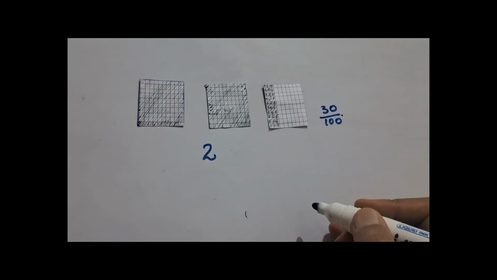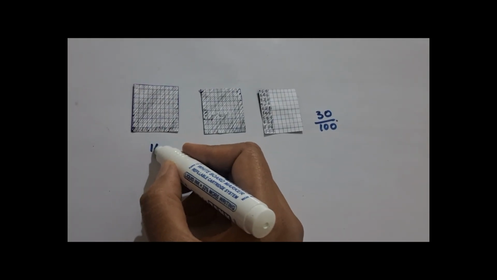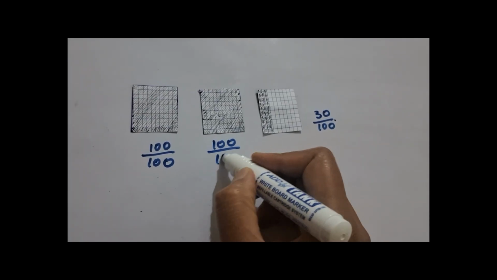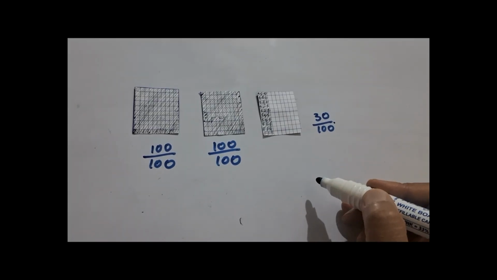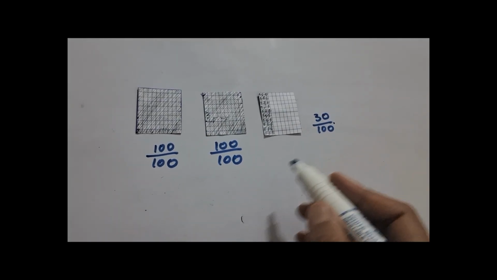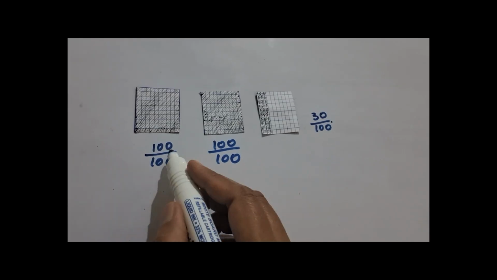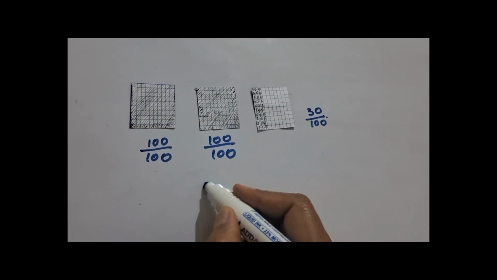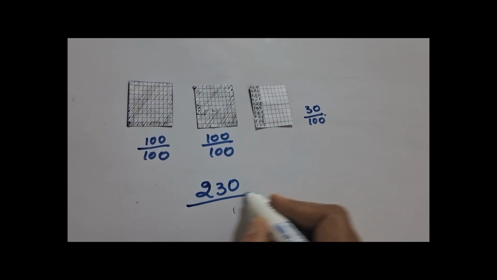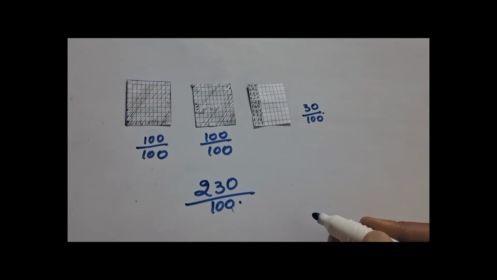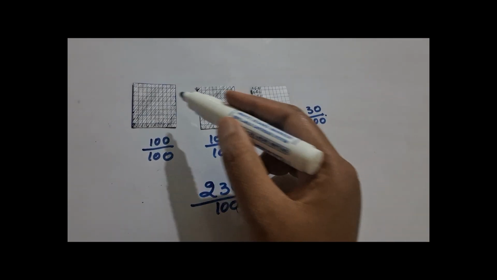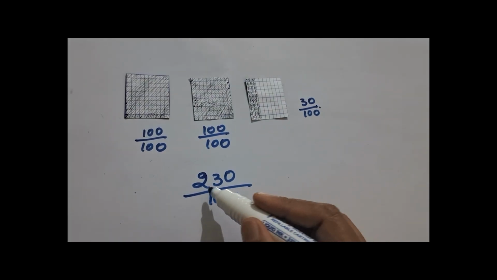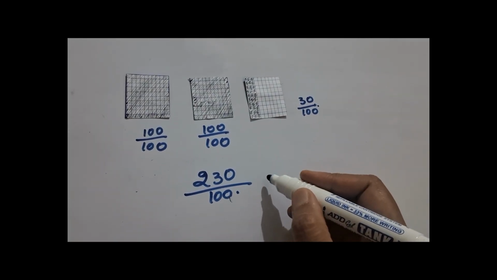Okay, children. This one 100 out of 100. This one 100 out of 100. And this one is 30 out of 100. Okay. Now if you add this one, what we will get, children? 100 plus 100 plus 30 by 100. That is 230 out of 100. Okay, children. 230. The shaded part of these 3 wholes is 230 by 100.